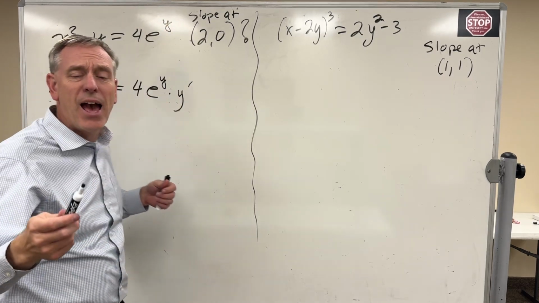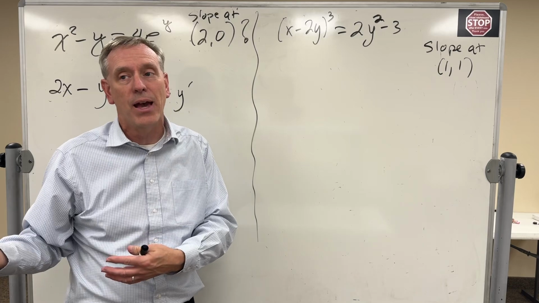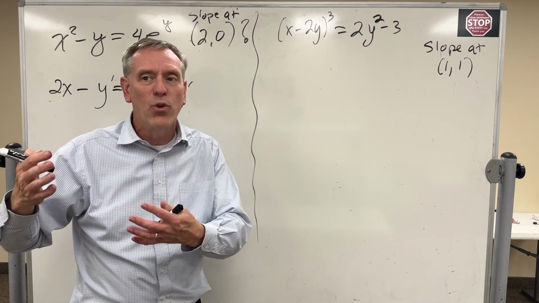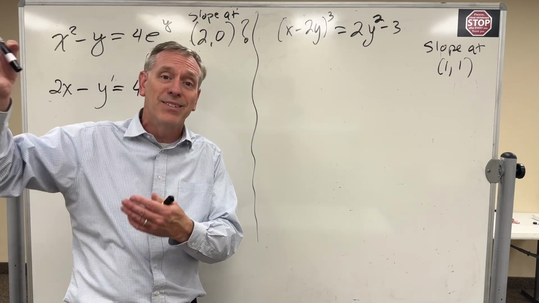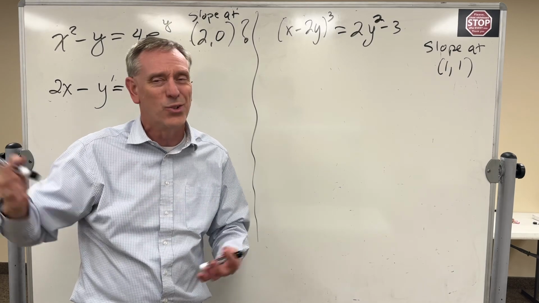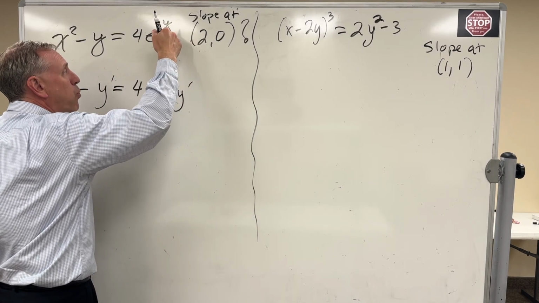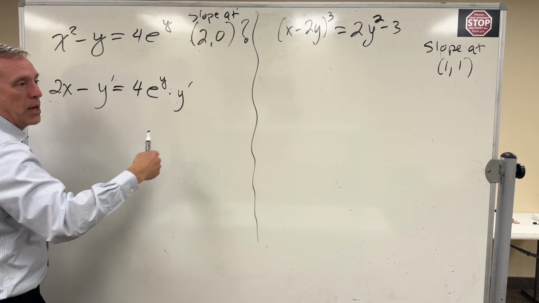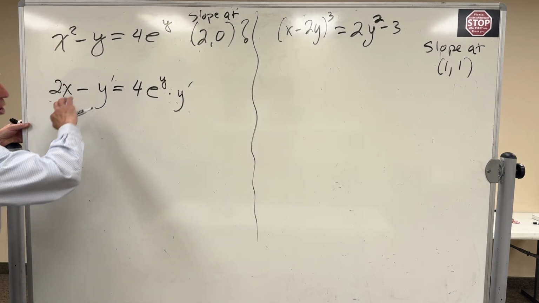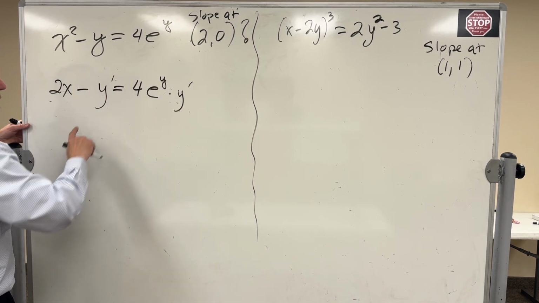Remember that if it's e to the x, the derivative of e to the x is e to the x. If you did the chain rule on it, the derivative of the inside, the derivative of x, is just 1, so there's nothing to do there. But in this case, the derivative of the inside is not x, it's y prime, or dy dx. So now we need to get all the y primes on one side. I'm going to move them over there.